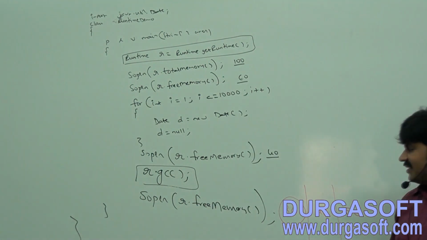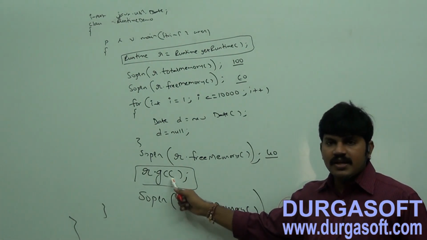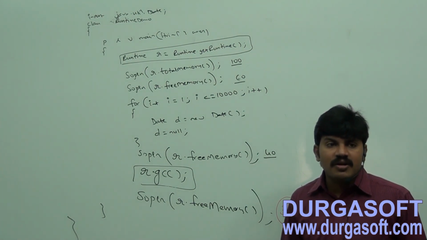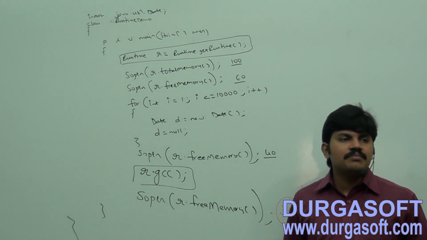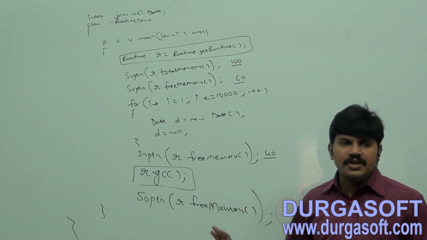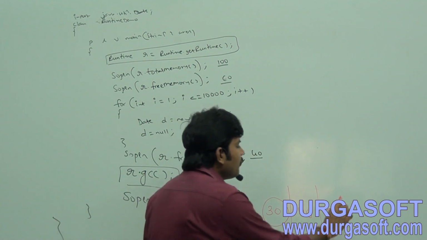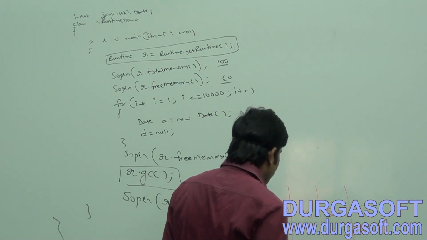There may be a chance of 50 bytes of free memory. Possible or not? The garbage collector came, but did not destroy all objects. It may destroy some 2000, 3000 objects. After sufficient memory is there, it is not required to destroy more, so 50 is possible. There may be a chance of 60, possible or not?